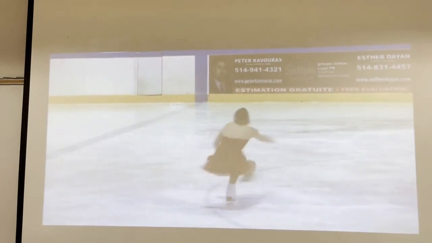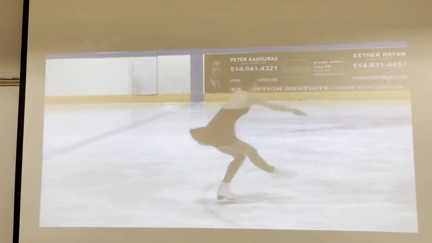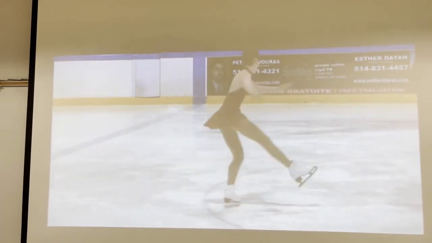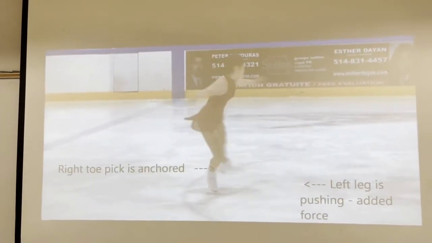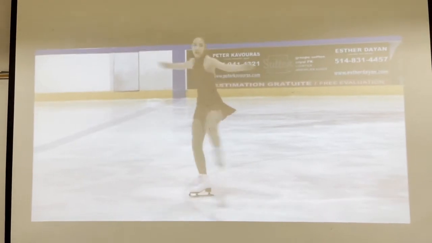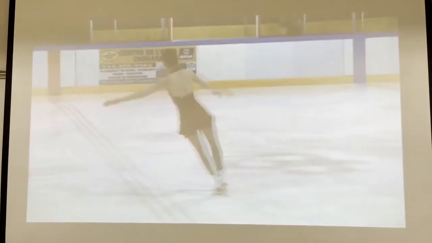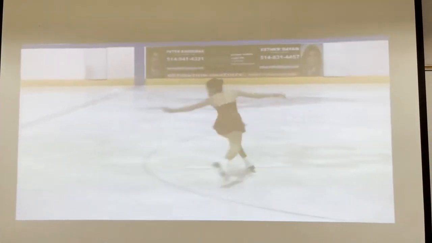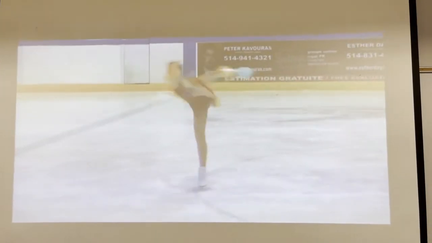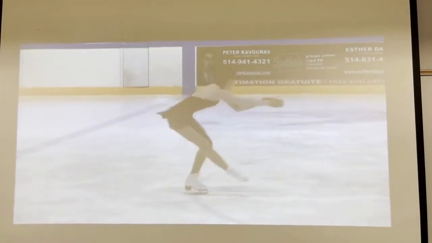If you look closely, you'll notice that my left leg pushes on the ice while my right toe pick is anchored in one spot. Cheater. This additional force allows me to increase the speed of my spin. Because friction is slowing her down. This is basically the physics behind spins in figure skating. I hope you enjoyed this video, and of course, I hope you learned something too.